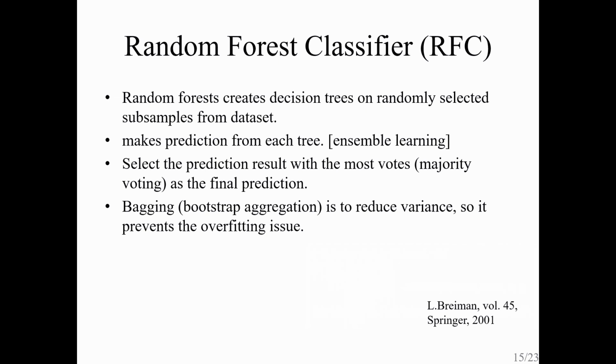Each decision tree makes prediction according to ensemble learning approach. And for majority voting, final prediction can be selected. And this procedure is also called bagging or bootstrap aggregation. The main purpose of using this approach is to reduce variance, and of course it prevents the overfitting issue.